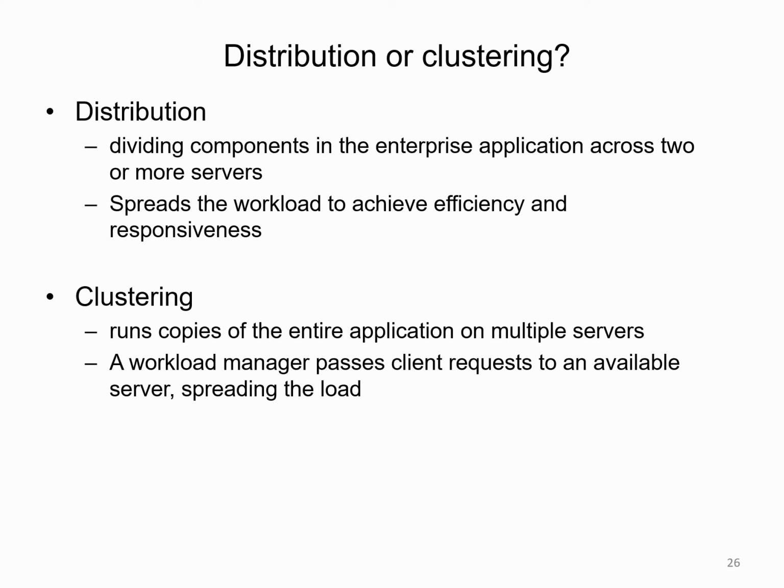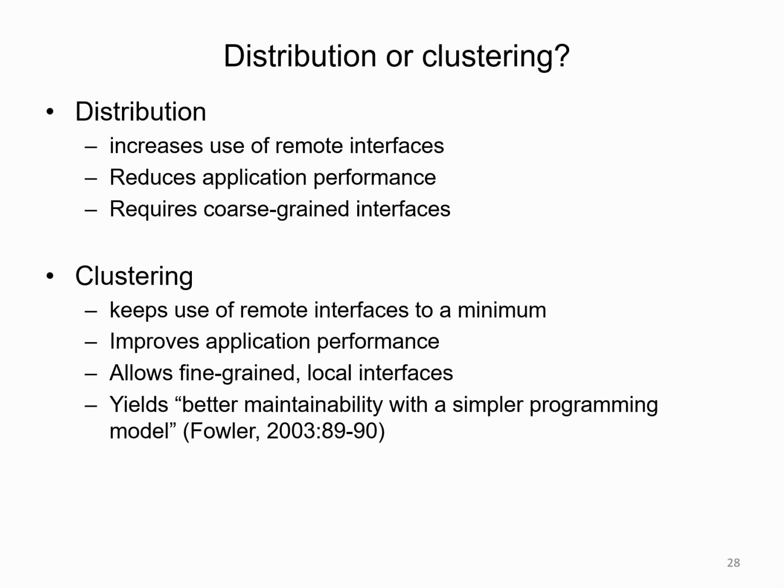Now, if we distribute, that's going to increase use of remote interfaces, reduce application performance, and require coarse-grained interfaces. You don't want to have fine-grained interfaces when you're using remote interfaces. On the other hand, if we're clustering, it's going to keep remote interfaces to a minimum, which will improve application performance and will allow fine-grained interfaces. And according to Fowler, this will yield better maintainability with a simpler programming model. We don't have to worry too much with clustering about how do I get this component to talk to that component on a different computer. It's all within the same virtual machine.